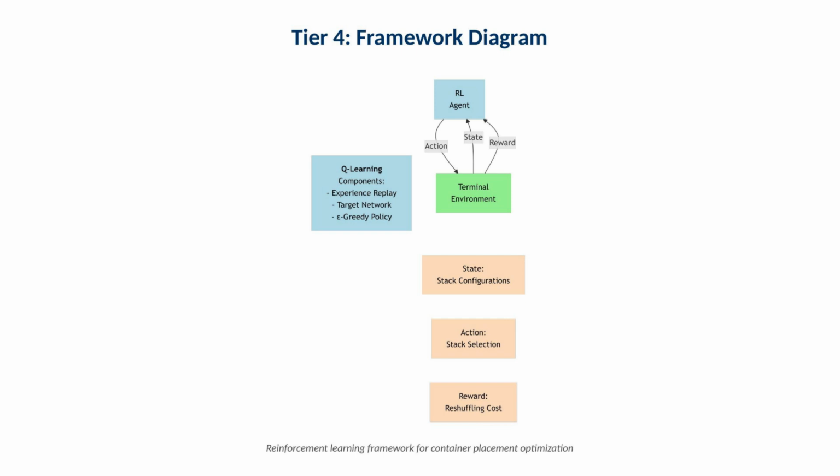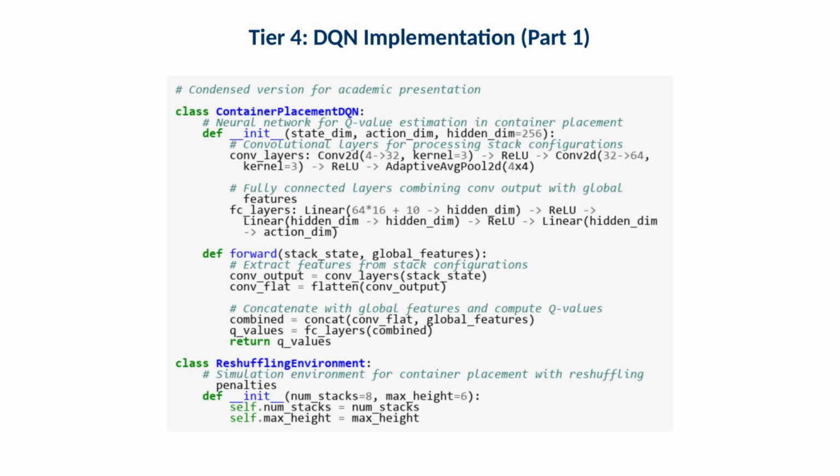Operationally, think of the loop as: observe the yard state, choose a placement action, see the new yard state, and receive feedback. Over many episodes, the agent learns a policy that reduces reshuffles. This slide is the first part of the deep queue network implementation. Operationally, focus on how the state is encoded and how actions are restricted to valid stacks. If invalid actions are allowed, training becomes unstable and results become misleading.